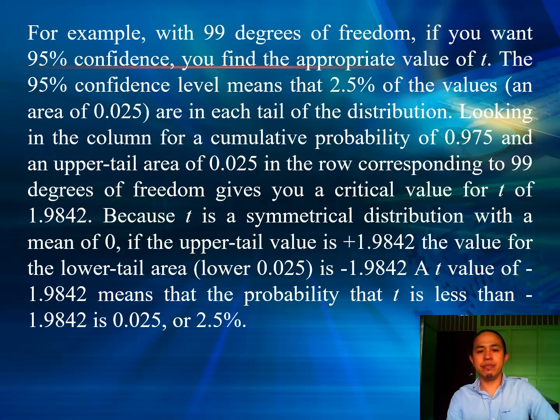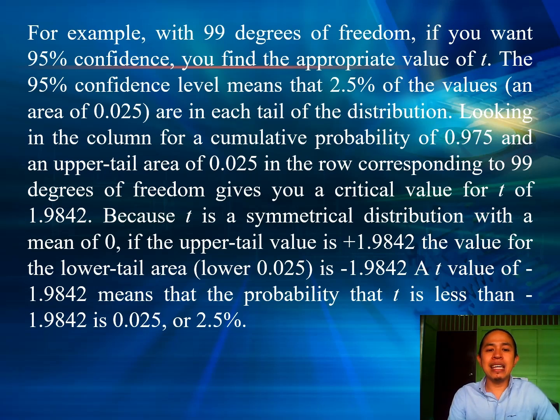So for example, with 99 degrees of freedom, if you want 95% confidence, you find the appropriate value of t. The 95% confidence level means that 2.5% of the values, or in decimal, that is 0.025, are in each tail of the distribution.